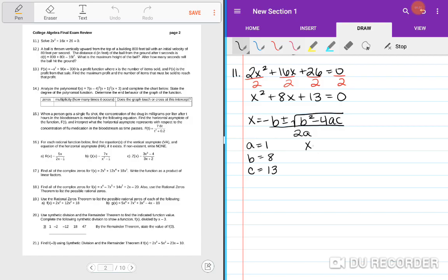So when I plug in x equals, I get negative 8 plus or minus the square root of 8 squared minus 4 times 1 times 13 all over 2 times 1. So let's see here, we get negative 8 plus or minus the square root, let's see here, 8 squared minus 4 times 1 times 13. I get 12, all over 2.